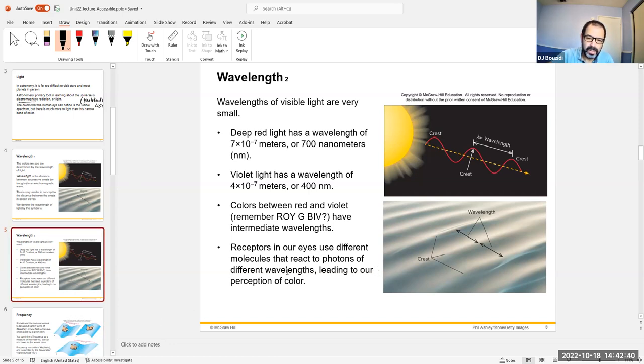Receptors in our eyes use different molecules that react to photons of different wavelengths, leading to our perception of color. So what's going on? You're looking at an object, for example, the screen now has multiple colors, unless you have difficulty seeing colors, which is a common problem with a lot of people. What you see is light that is reflected off your screen from the yellow going straight to your eye, and the eye will have a specific oscillation of the charges, of the electrons in the retina of your eye, and that oscillation is sent as an electrical signal through your optic nerve to your brain, where the brain interprets it and tells you that it is yellow. That's your interpretation of yellow.